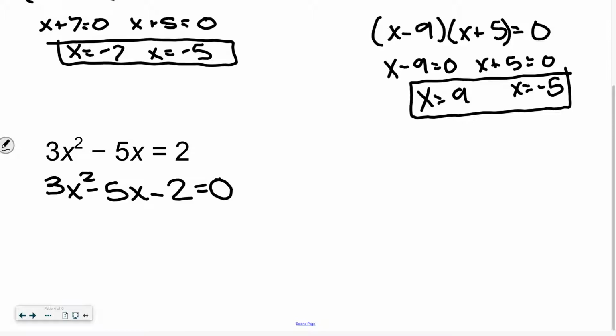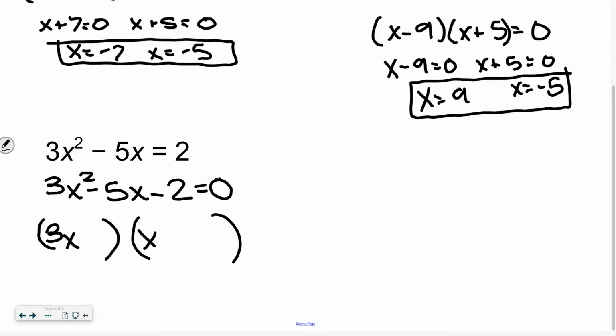No. So this is the one where I'm really going to employ guess and check. But this one's not too bad because we got prime numbers, right? So what multiplies to make 3x squared? 3x and x. What multiplies to make 2? 1 and 2. So we have two options.